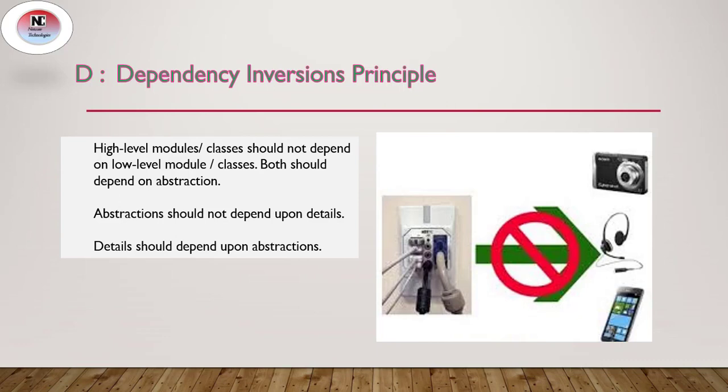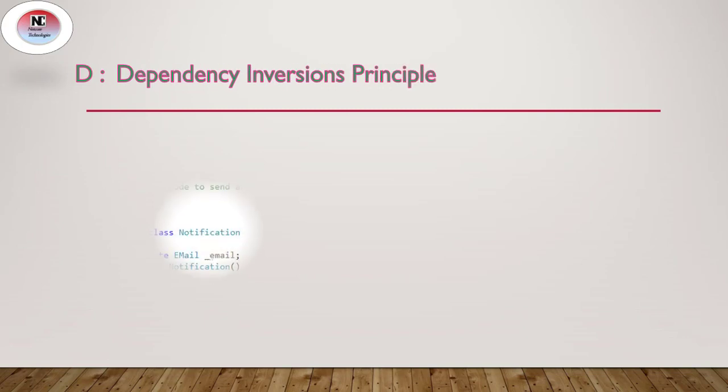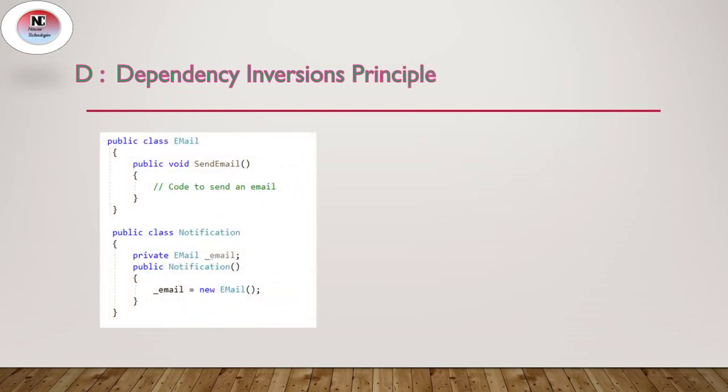Let's take one example. In the example, I have a class named Email which has a send email function. Notification is another class which is creating an instance of Email and applying the information to the email, implementing the logic. Here we can see Notification is dependent on Email. Same way, suppose I want to send SMS, then how can we solve this?